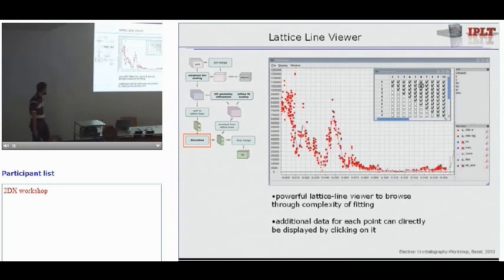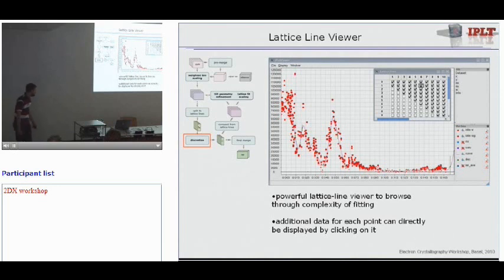Okay, so once you have fitted your lattice lines, you can check them in the lattice line viewer, and that's a very powerful tool. It displays all your data points. You could also switch on the error bar for every individual data point, but it's a little bit too confusing here on one image. And it's directly in the IPLT graphical user interface, and this plot is also interactive. So you can move it around, zoom in, zoom out to have a close look at your data set. You have another window where you can switch to the next lattice line, so it's very easy to go through all the lattice lines and check them.